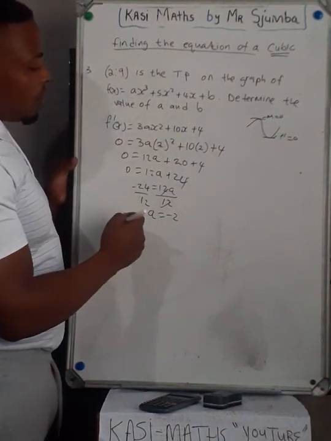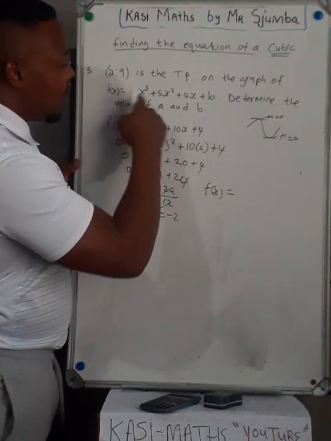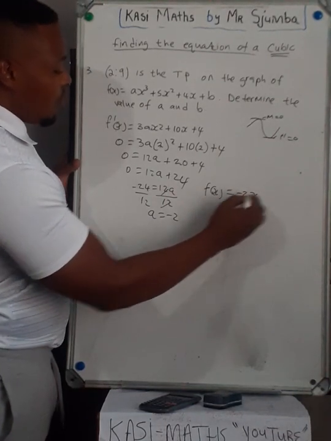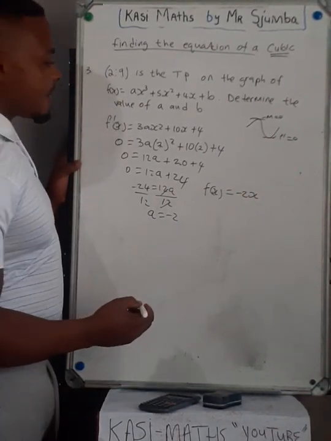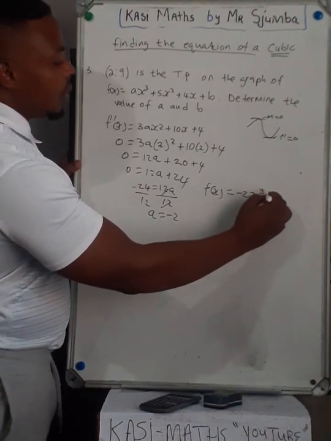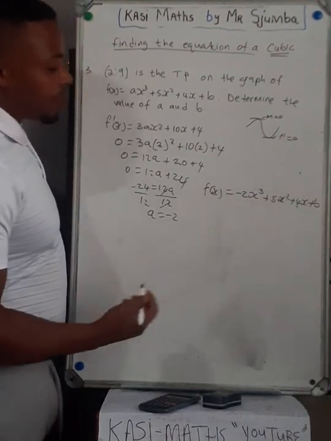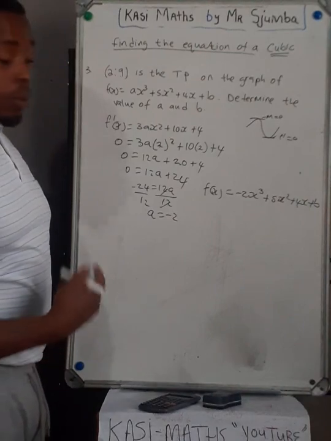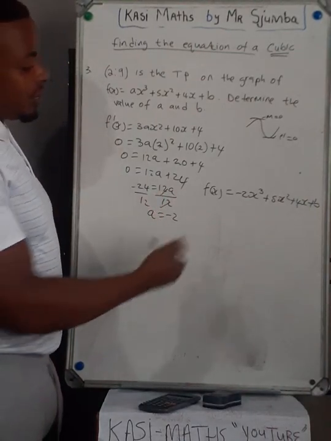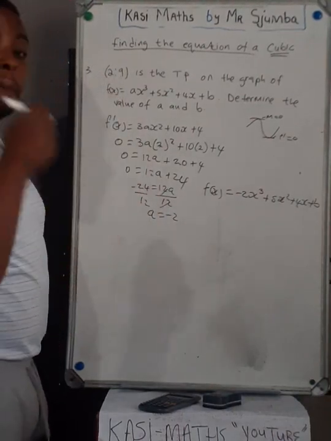So since we have a equals minus 2, we can plug in a. We have minus 2x cubed plus 5x squared plus 4x plus b. So we have the unknown b now. We know that if we have one unknown, we can take any coordinate on the graph and substitute it here to get that unknown. So (2; 9) is a point on the graph.